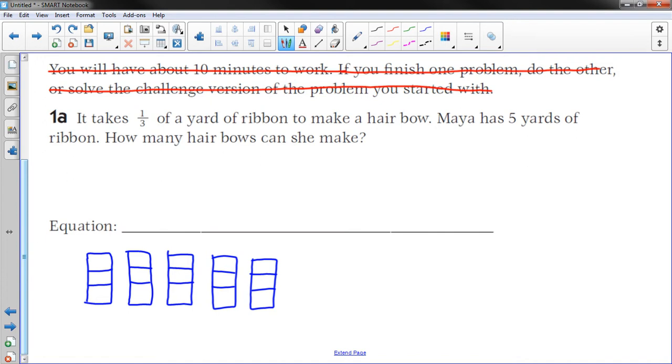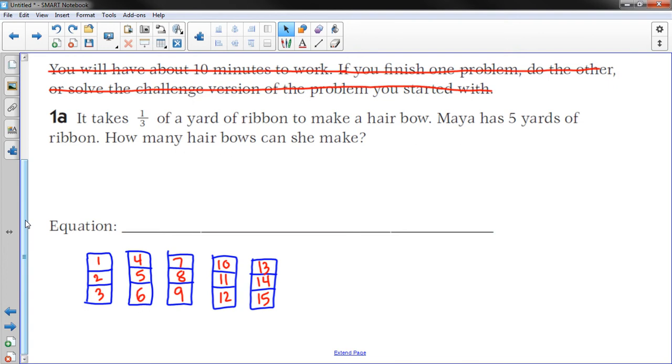So I have 5 yards. I cut them into thirds. It takes 1/3 of a yard of ribbon to make a hair bow. So 1/3 to make a hair bow. So 1/3 makes 1, 2, 3, 4, 5, 6, 7, 8, 9, 10, 11, 12, 13, 14, 15. Okay, so I can get 15 hair bows out of 5 yards of ribbon.